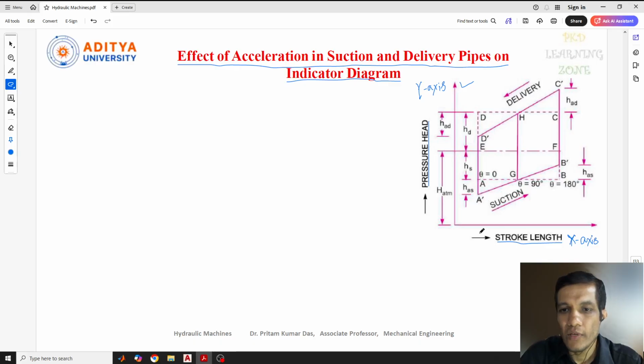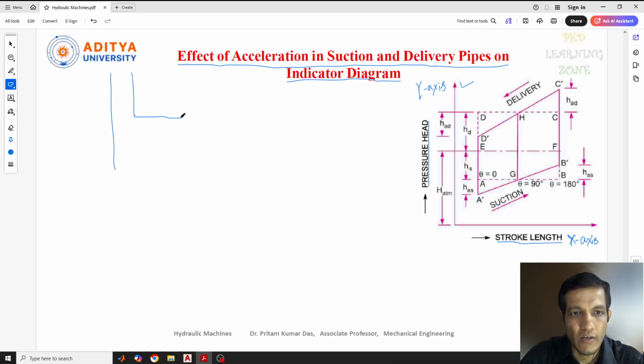Now, before starting, let me give a hint about how it is working. Suppose this is the reciprocating pump, and this is our delivery pipe, and this is the cylinder. Inside the cylinder we have the piston, and this is the suction pipe. The suction pipe is connected to the sump or the reservoir, what we can say.